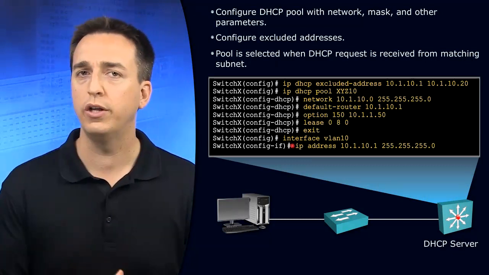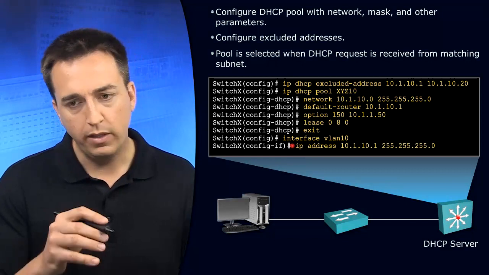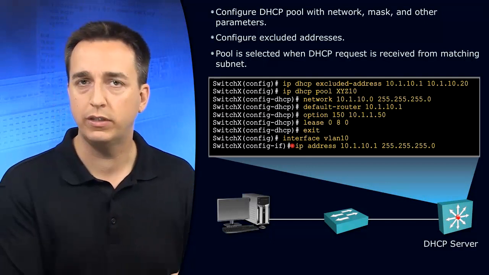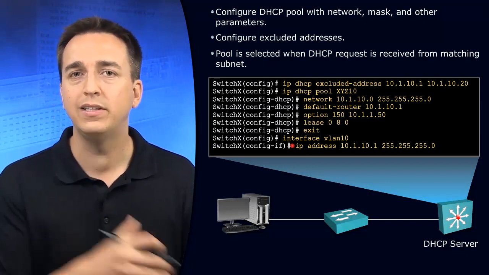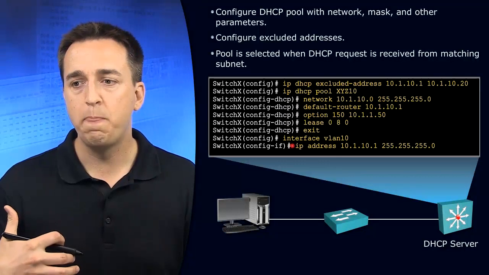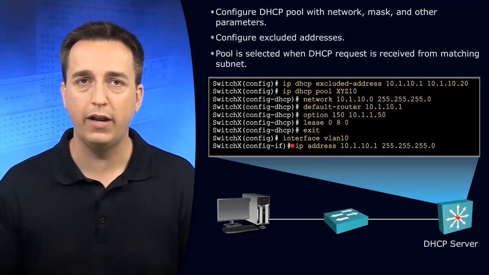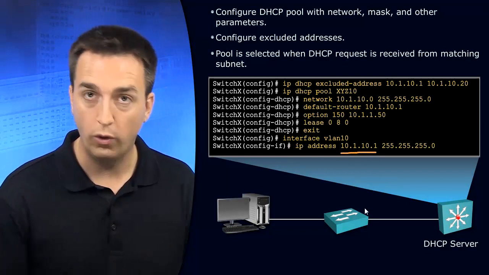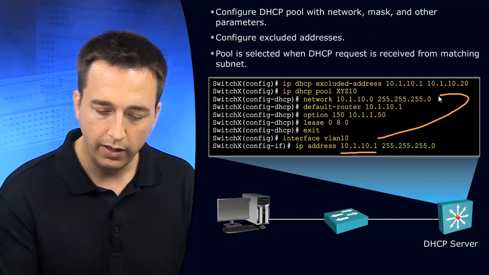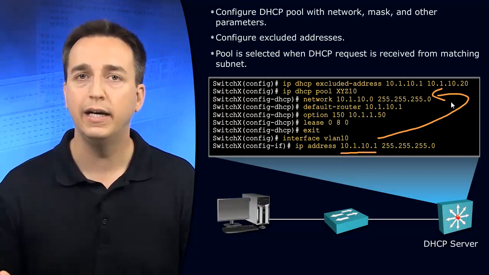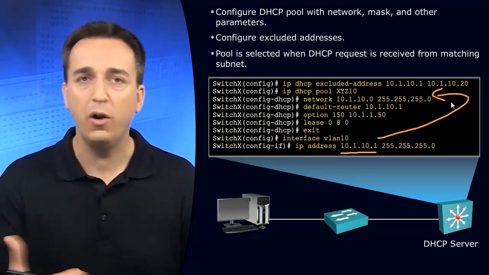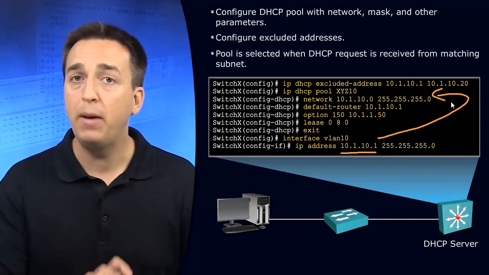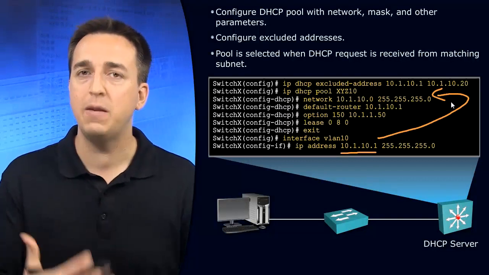This is also really important to realize: the multi-layer switch will only hand out IP addresses if it has an interface that is part of the same network it's handing out IP addresses for. So if we look at this IP address, it's 10.1.10.1. Is that part of the network we're handing out IP addresses for? Yes, it is. Now, it is an excluded address because we don't want to give out the same IP address that we're using as a default gateway. So it is an excluded address, but it is part of that same network.